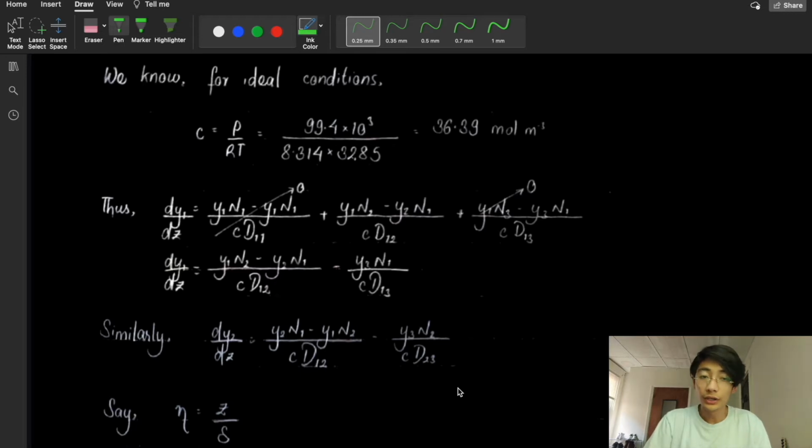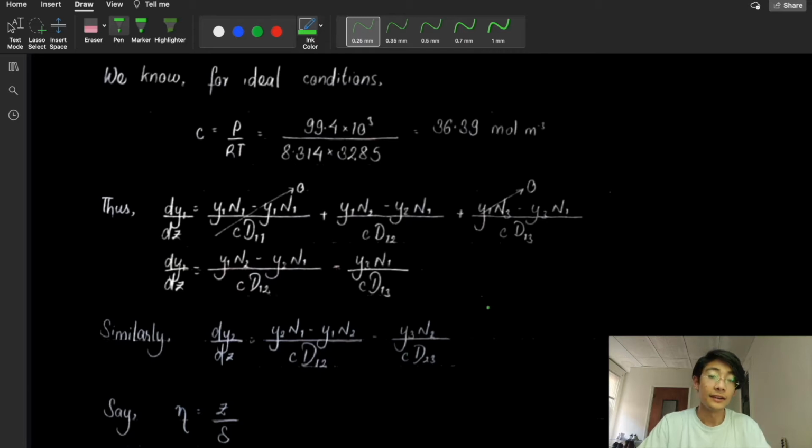Now, if we look at these two equations, we realize that both of them are initial value problems. We know what the values of y1, y2, and y3 are at z equals 0. And what we can do is treat both of these equations as simultaneous equations and try to solve them. So one way to approach this is that we make an initial guess for N1 and N2 and then solve these simultaneous equations, and then we try to get the value of y1, y2, and y3 where z is equal to delta, which is at the top of the screen.